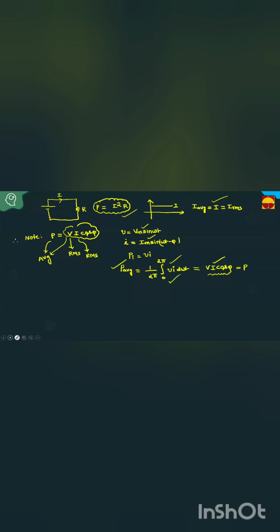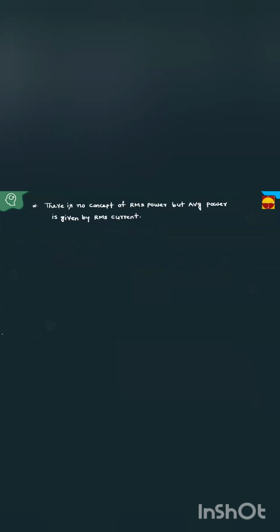But point to remember, there is no concept of RMS power. But average power is given by which current, friends? RMS current, and it is given by RMS voltage. Once you know the average and RMS values, we have to define the form factor. How to define form factor, friends? The form factor is equal to RMS value by average value.